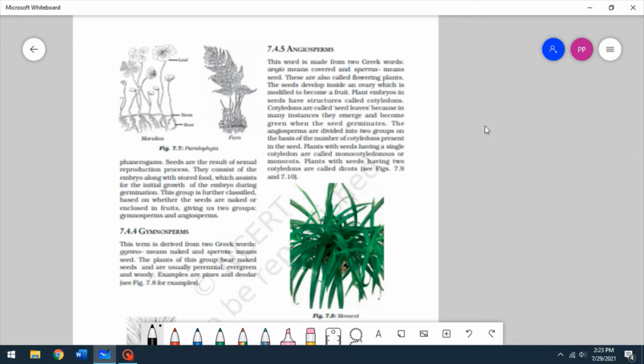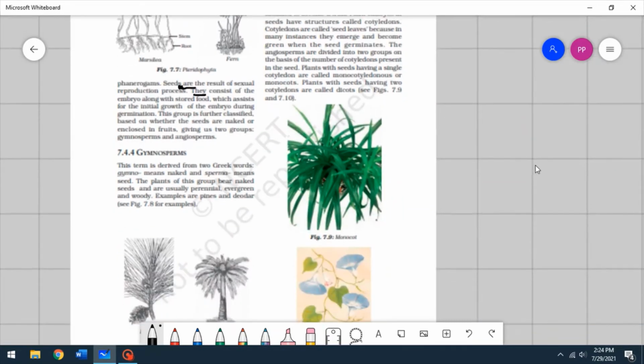Seeds are the reproductive organs, and they are seen as a result of the sexual reproduction process. They consist of the embryo along with stored food, which assists the initial growth of the embryo during germination. We're talking about seeds. Seeds have food that will be utilized by the seed during its initial stages of germination. So whether the seed is naked or whether it is enclosed in fruits is the next level of division.